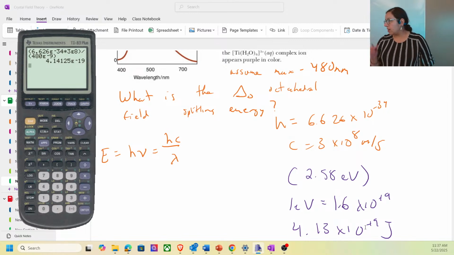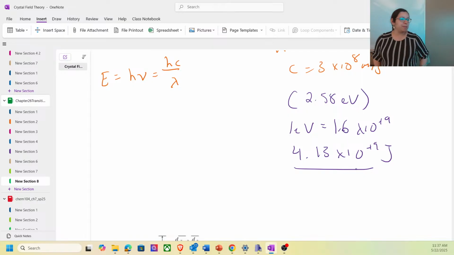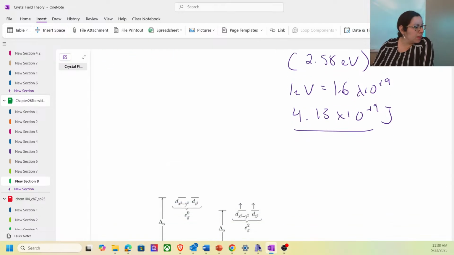Did we all get that? That's what I got. We good over here? All right, just making sure that that makes sense. And so again, this is good. We're just figuring out our octahedral splitting energy. Okay, so that again just tells us how large the gap is.